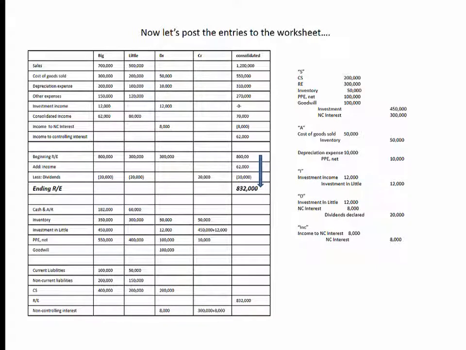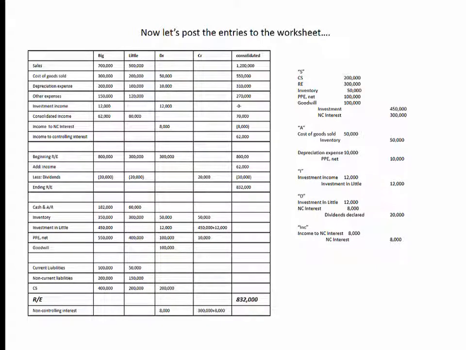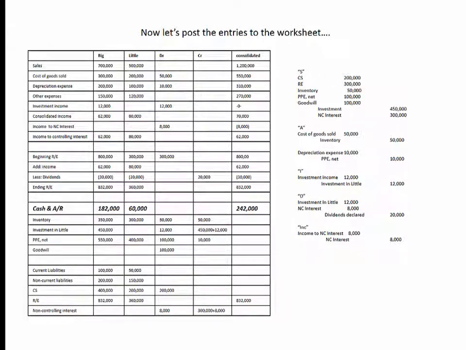And then again, ending retained earnings, we work our way down the statement of retained earnings. Beginning retained earnings of $800,000 plus income of $62,000 less dividends of $30,000 gives us ending retained earnings of $832,000. And once we get that ending retained earnings figure, we immediately transfer it down to the balance sheet as ending retained earnings. Now we can go ahead and work through our balance sheet. Again, cash and receivables, there were no adjustments, so we simply add across.